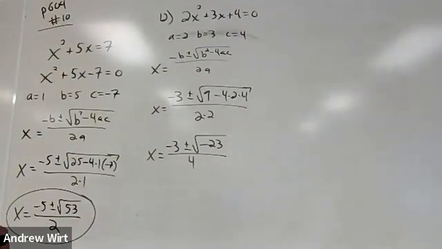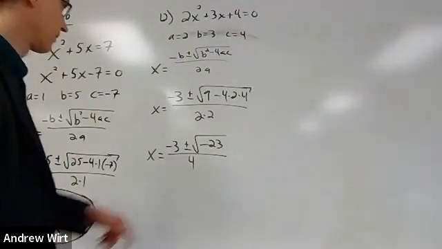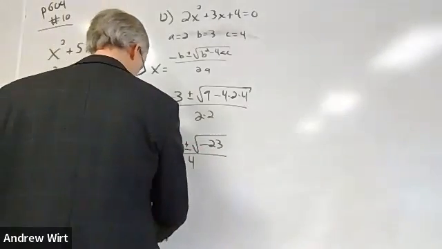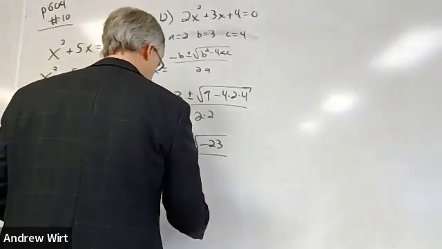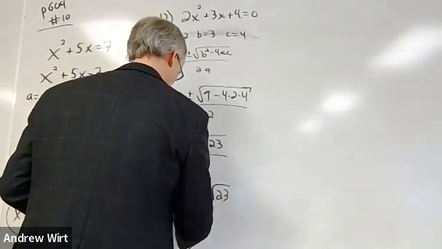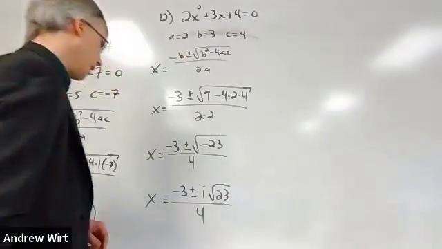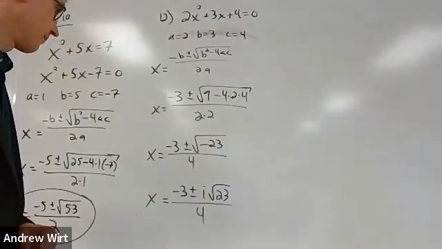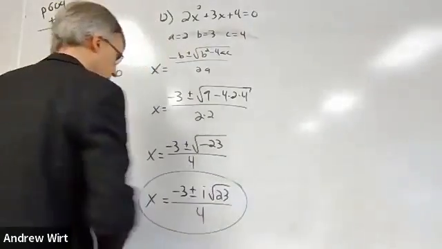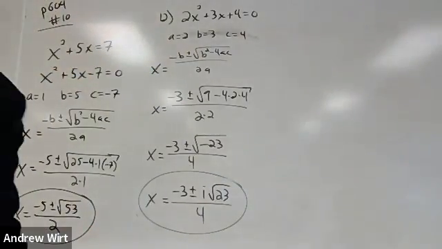So now what we're going to need to do is simplify this thing. So we got the square root of negative 23. And it looks like since 23 is prime, that's going to do it. There's our two solutions.